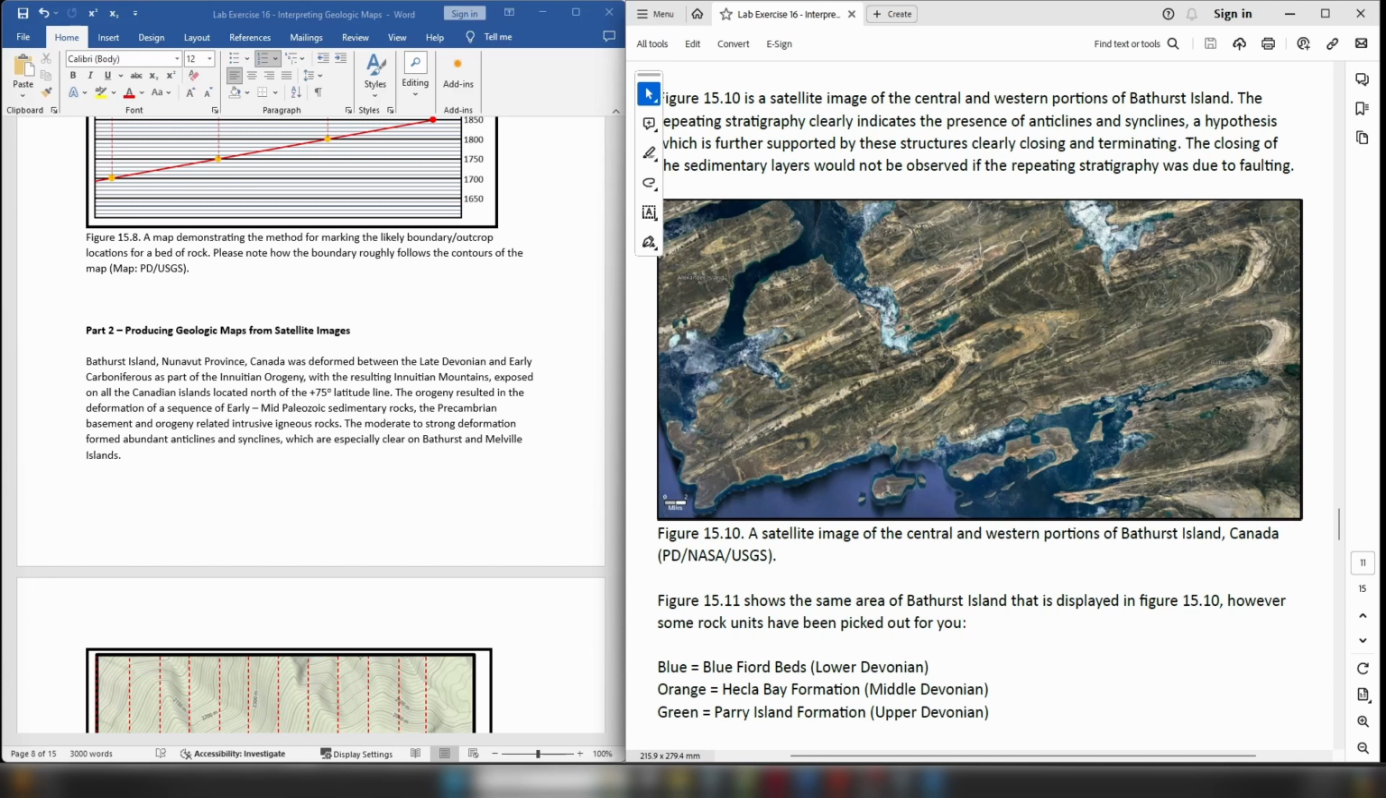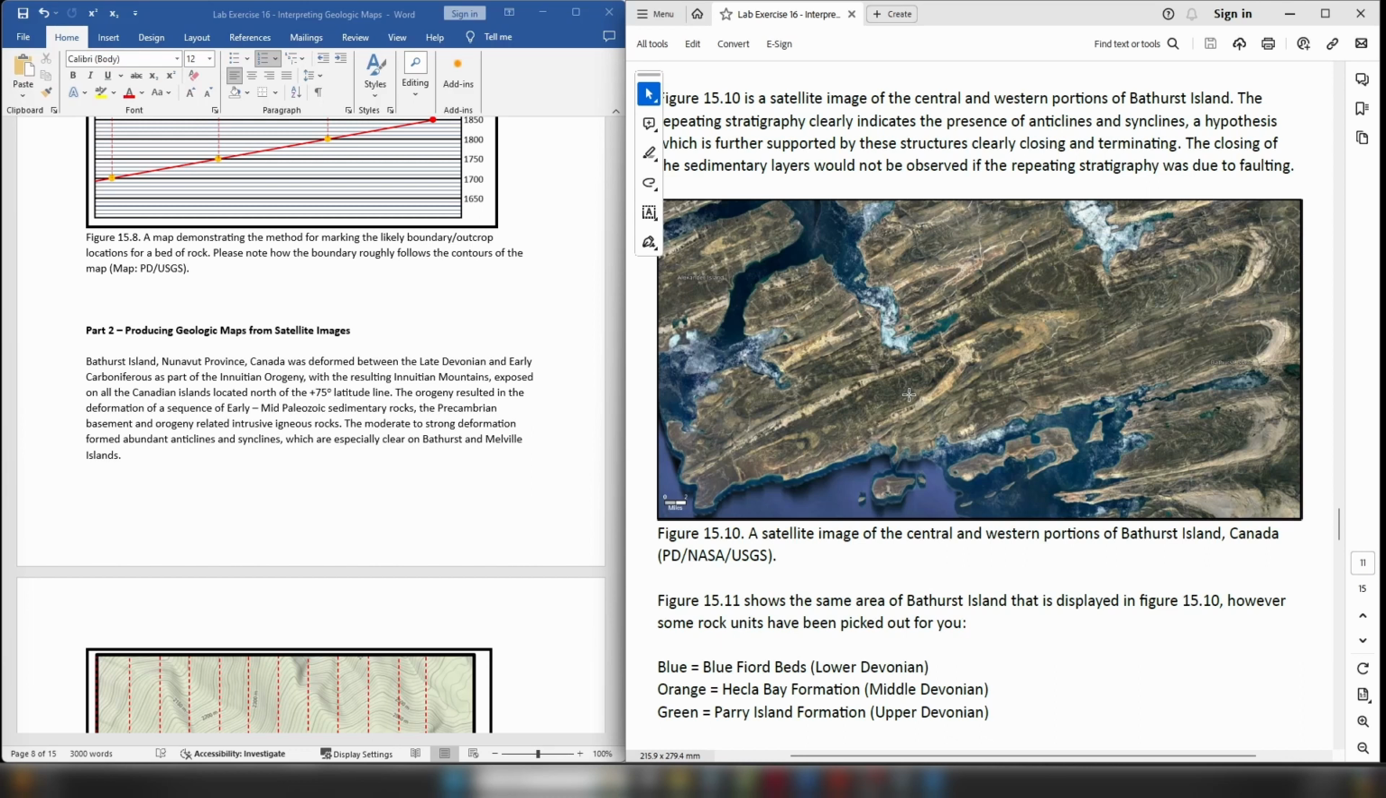So the deformation that we see in the satellite image isn't just limited to Bathurst Island. There are also very good examples of these anticlines and synclines on the nearby Melville Islands, but there are also several other islands located in the area which show similar anticlines and synclines. Now, when they are outcropping on these islands, these anticlines and synclines all show the same approximate orientation, which is a strong indicator they were all formed by the same event.